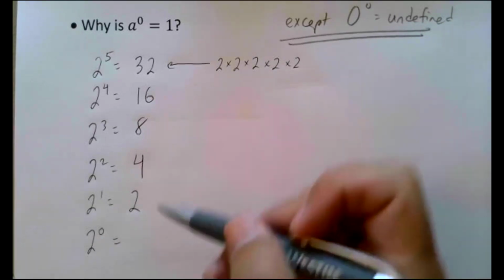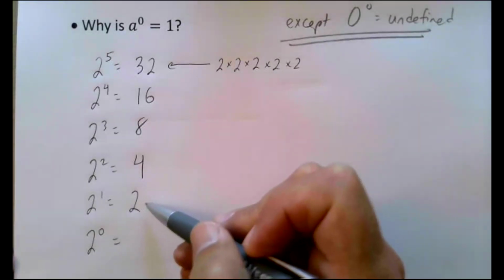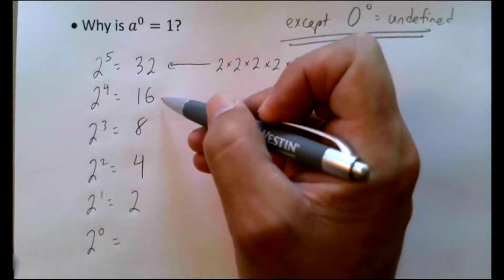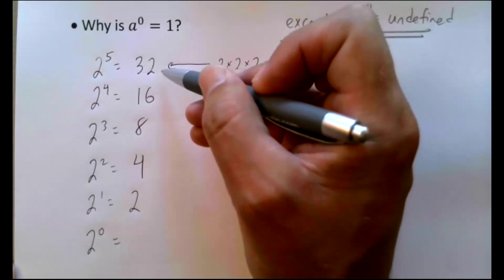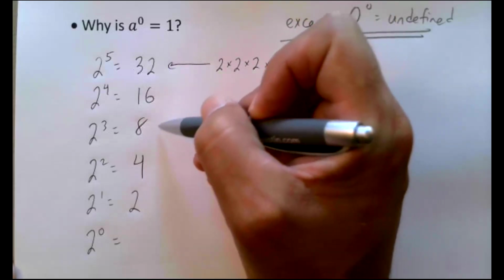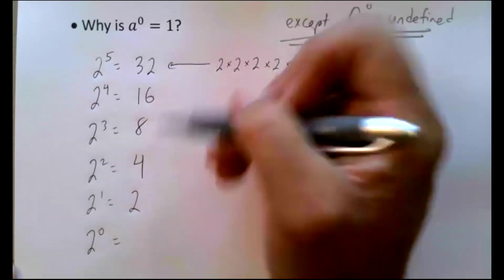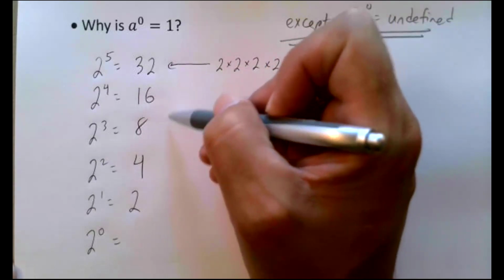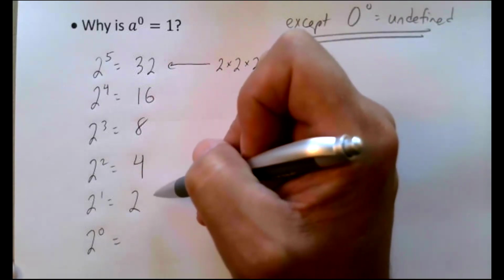Look at a pattern right here. You see how when I go up, I'm multiplying by 2? For example, 2 times 2 is 4, 4 times 2 is 8, 8 times 2 is 16, 16 times 2 is 32. That's true, but that means when I go the other way, I'm dividing by 2, right? Instead of multiplying by 2 going up, I'm dividing by 2 coming down. So 32 divided by 2 is 16, 16 divided by 2 is 8, 8 divided by 2 is 4, 4 divided by 2 is 2.